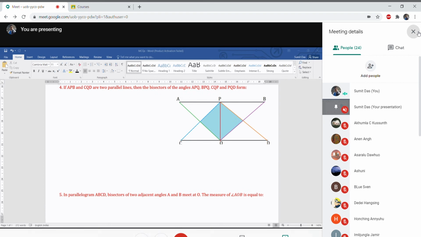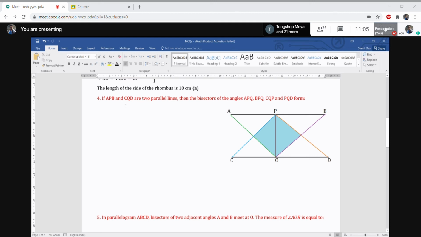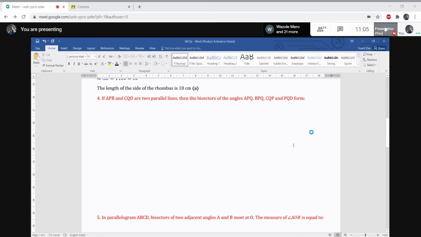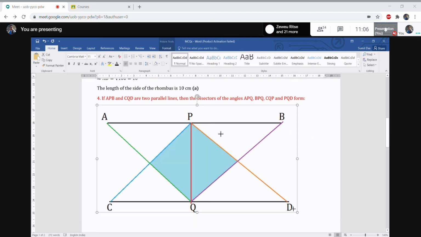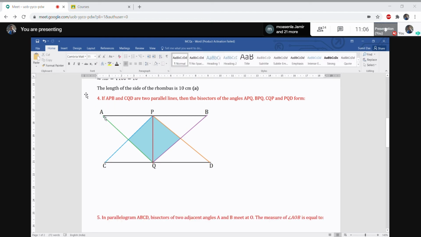Okay, so let me read out the question. Question is saying, if APB and CQD are two parallel lines, you can see the diagram. APB and CQD are two parallel lines, and the bisector of the angle APQ, you can see with the light blue line. I drew the APQ bisector.